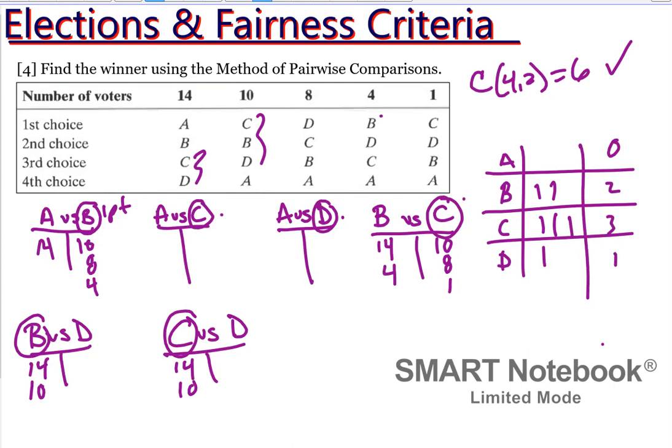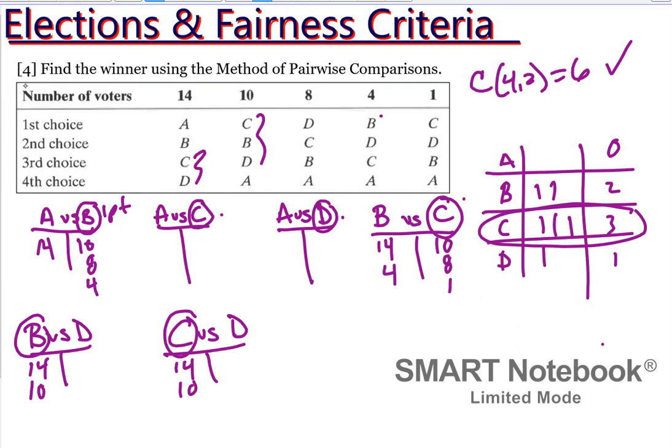And that means in a head-to-head competition, if there were just 2 candidates and no others to detract votes, C would win against any other candidate. So C got 3 points, and C is the winner.